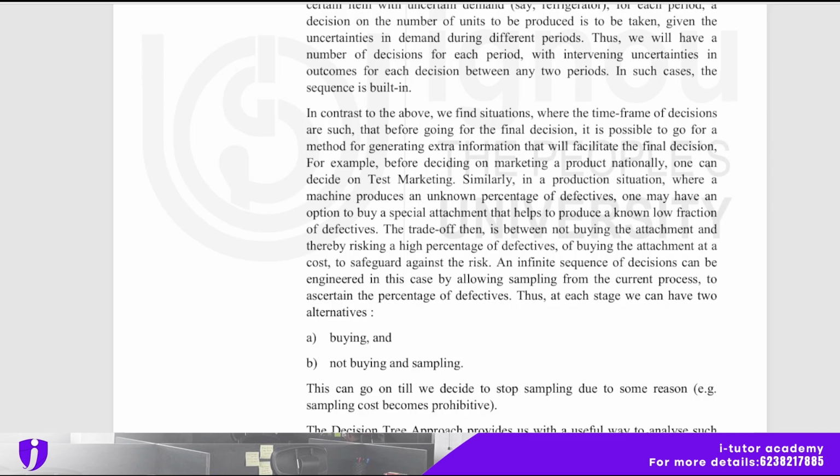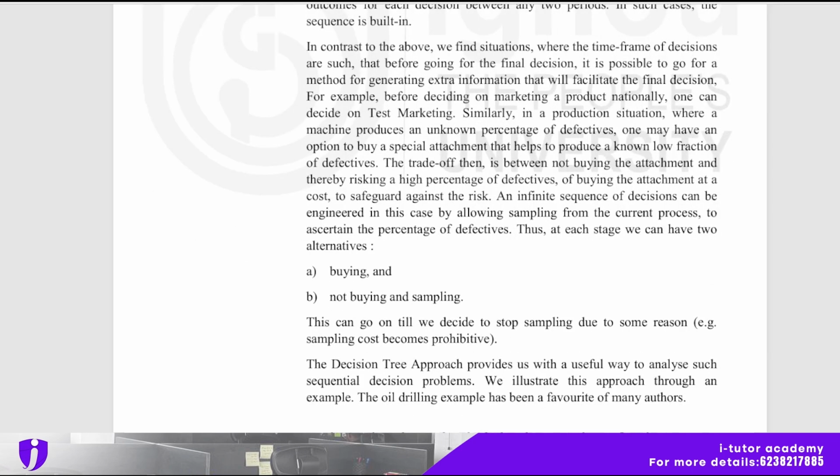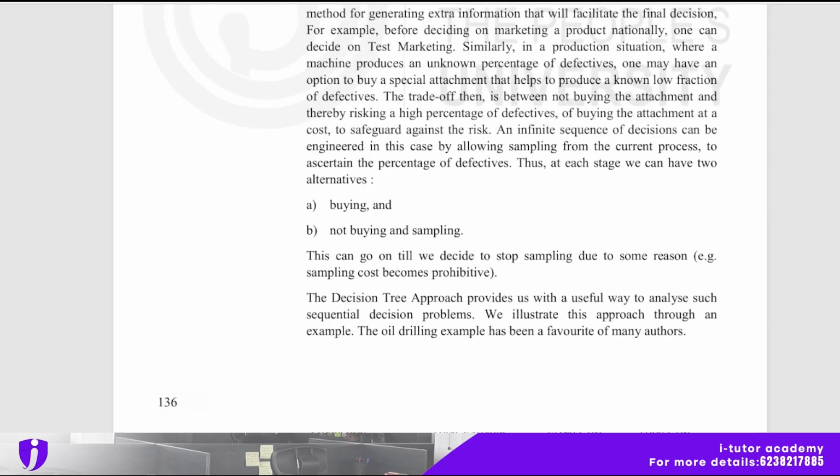At each stage we can have two alternatives, buying and not buying, and sampling. This can go on till we decide to stop sampling due to some reason, for example, sampling costs become prohibitive. The decision tree approach provides us with a useful way to analyze such a sequential decision problem. We illustrate this approach through an example.